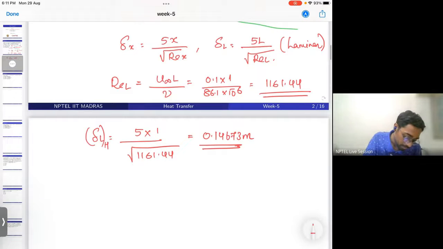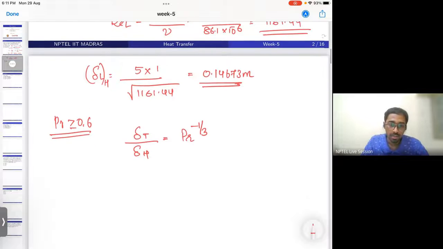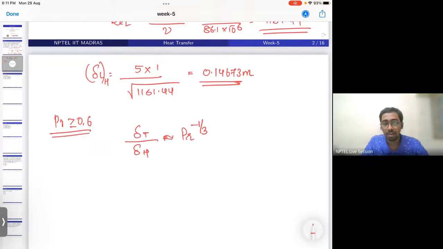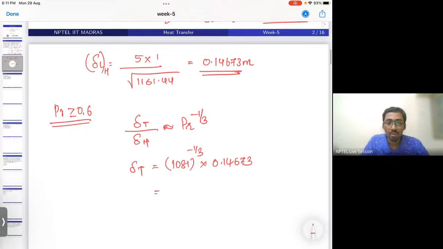So this is the hydrodynamic boundary layer. For Prandtl number greater than or equal to 0.6, we have the expression that the ratio of thermal boundary layer to velocity boundary layer, or hydrodynamic boundary layer, is approximately equal to Prandtl number raised to minus 1 by 3. So we know the hydrodynamic boundary layer. Prandtl number is given, that is 1081 raised to minus 1 by 3 into 0.14673. So what is the answer?